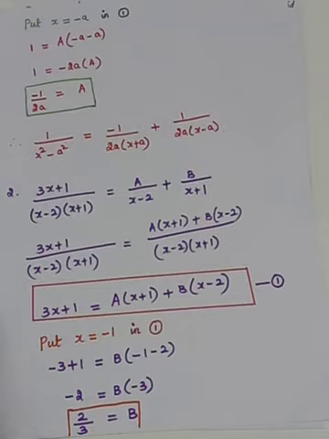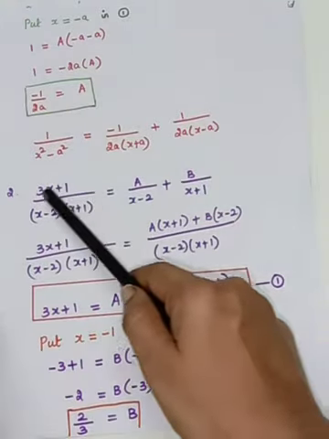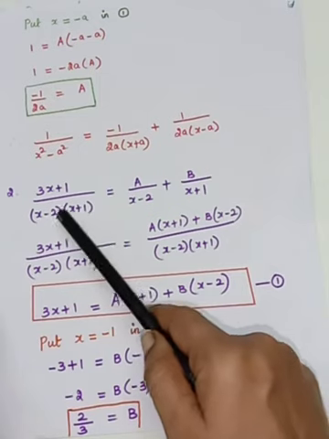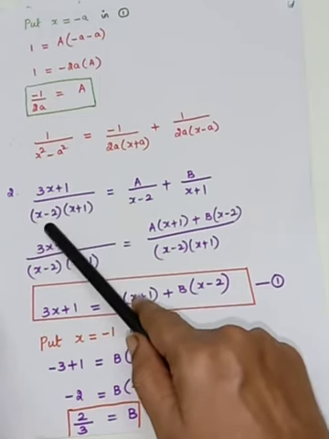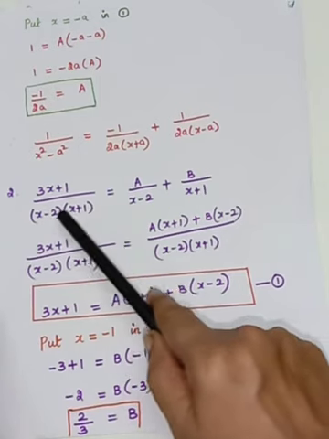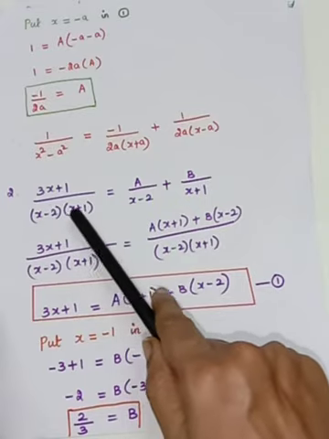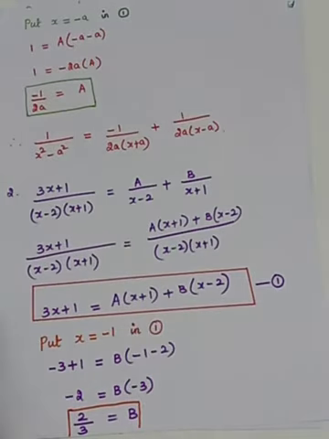For partial fractions, you have to look at the denominator. The denominator is x minus 2 into x plus 1. How are they? They are linear factors. Both linear factors are different.